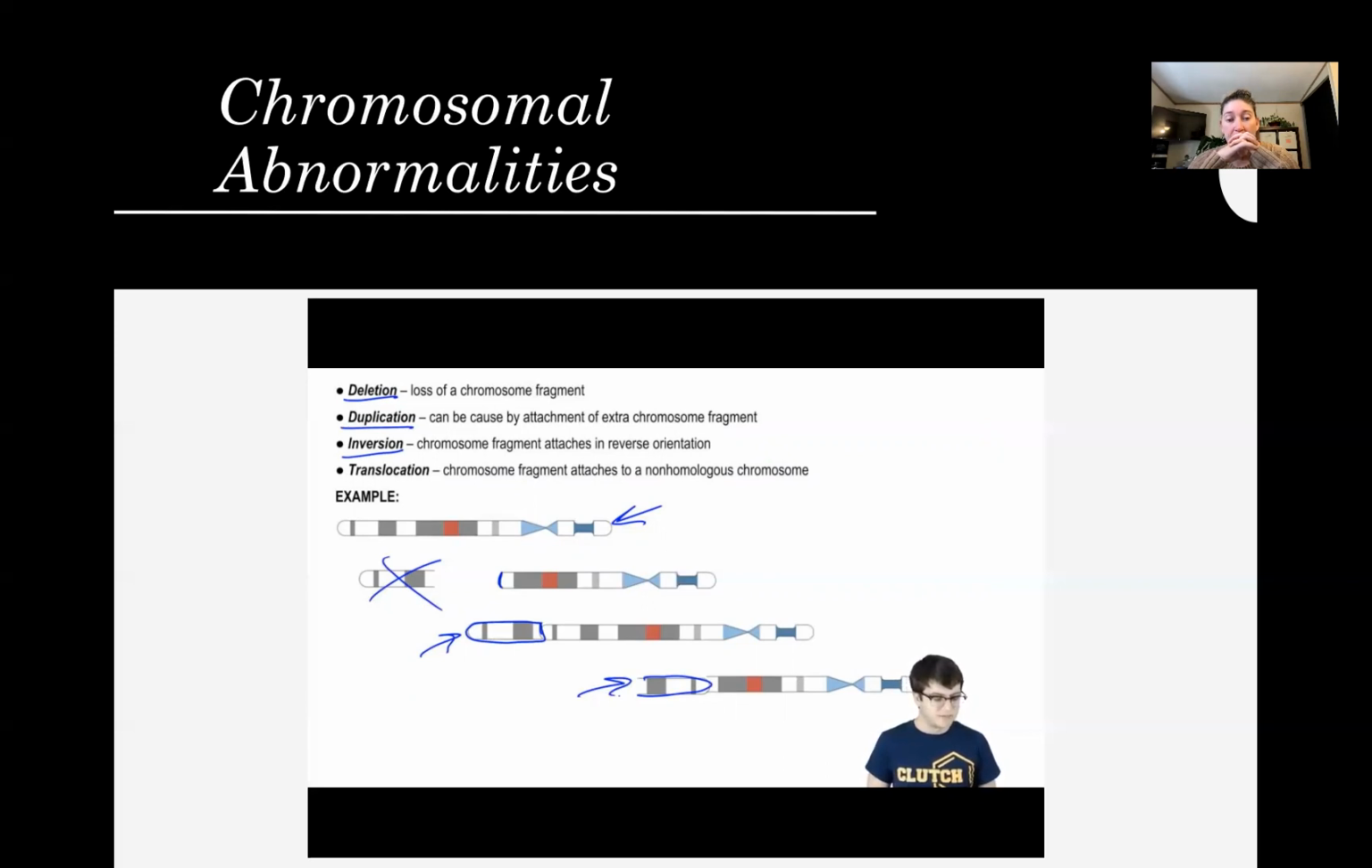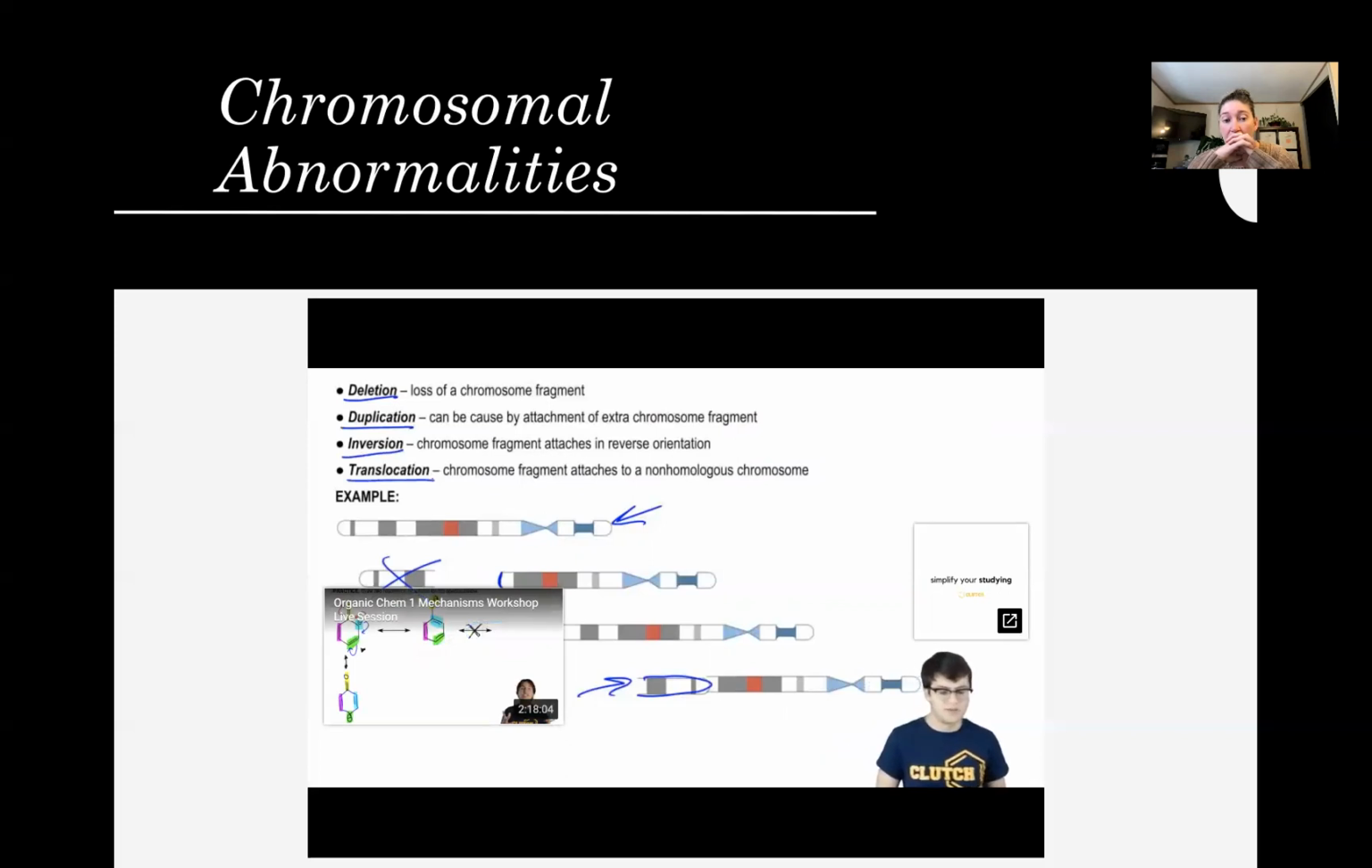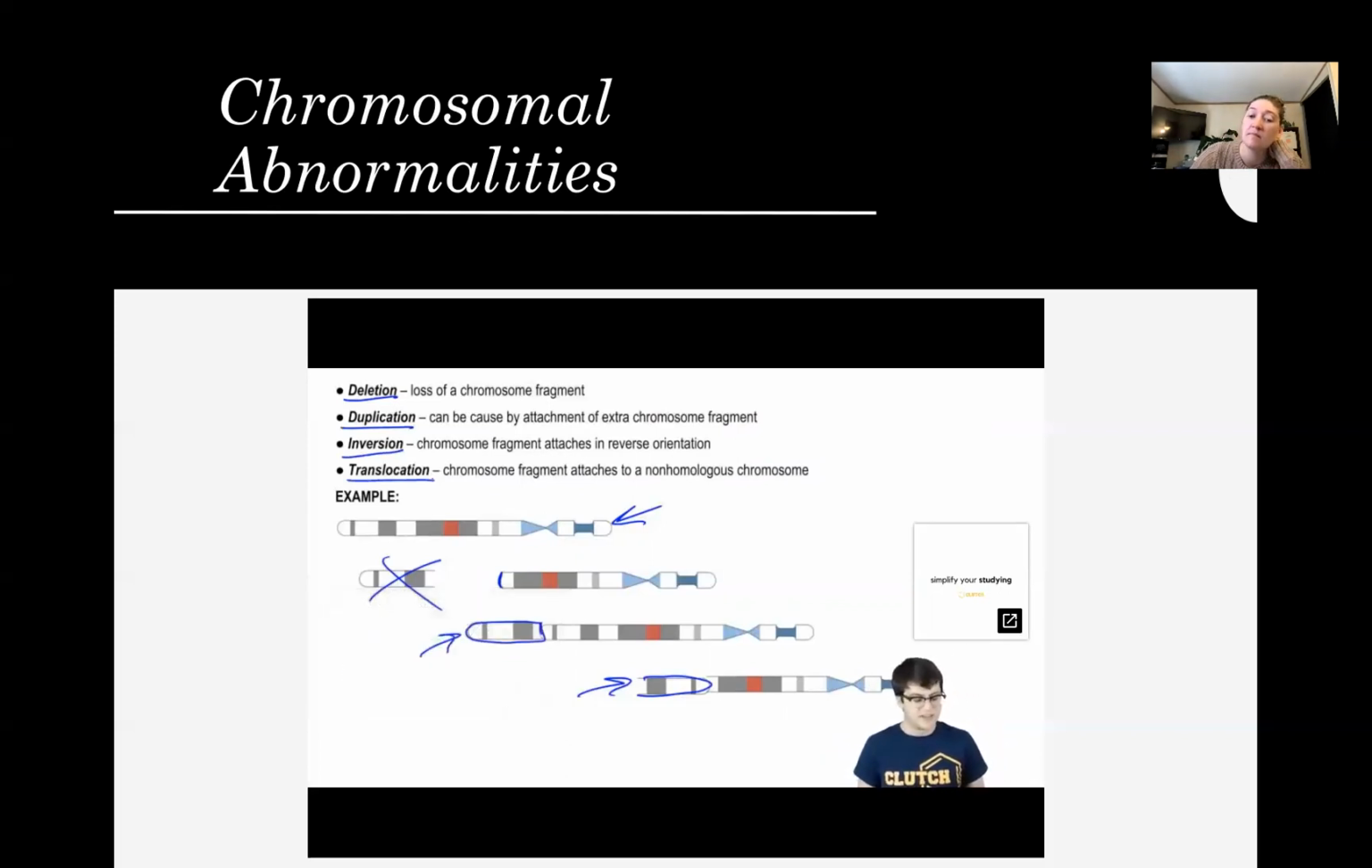to the organism. You can also have a translocation where a chromosome fragment from one chromosome actually attaches to a non-homologous chromosome, attaches to the wrong chromosome. And this also can be quite damaging. Now, let's turn the page.